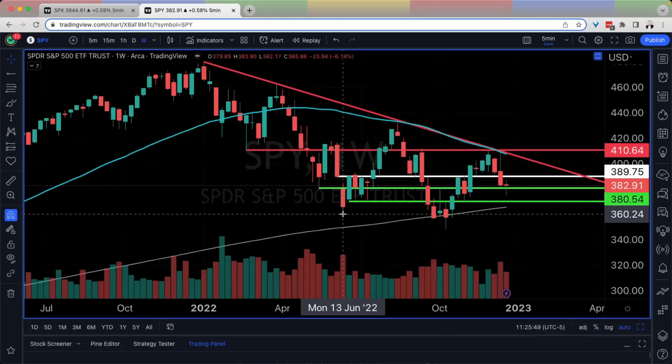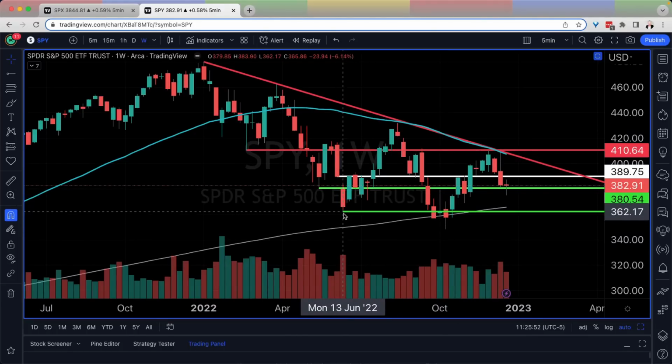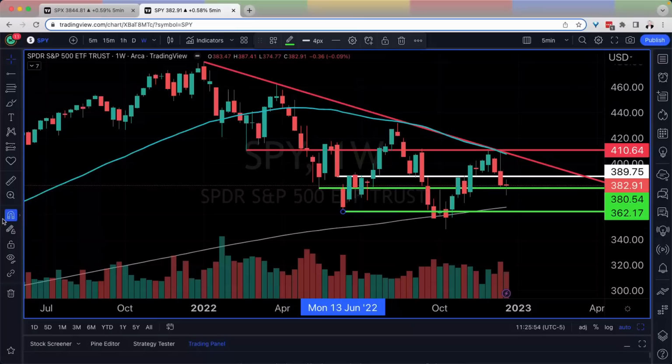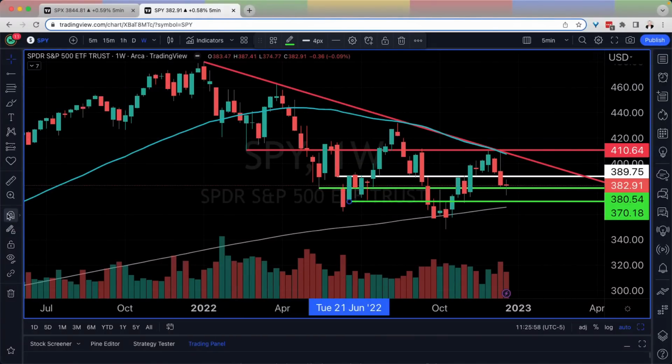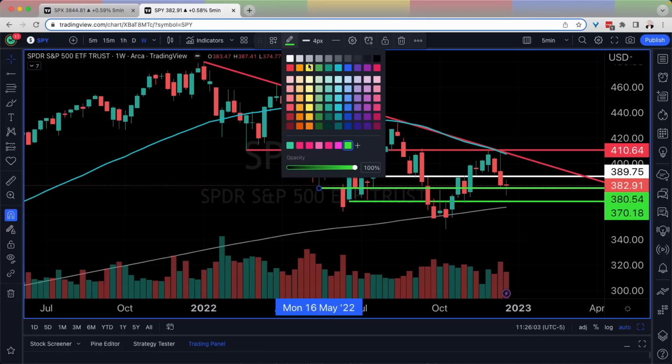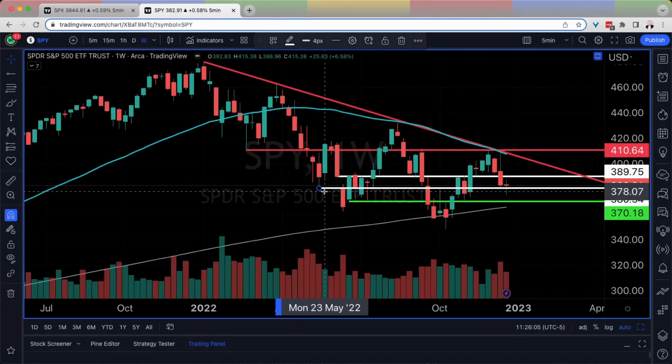We do have an inverse head and shoulders here too. So do we want to just move it down to here? Yeah, I'd probably just say 362. But actually, because we're going to do weekly videos, I'll put it back here at 371. There we go, 371. So now this green line is no longer support. It's going to be important or a pivot. So there we go, updated to white.